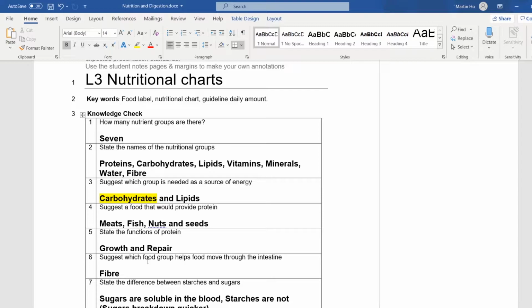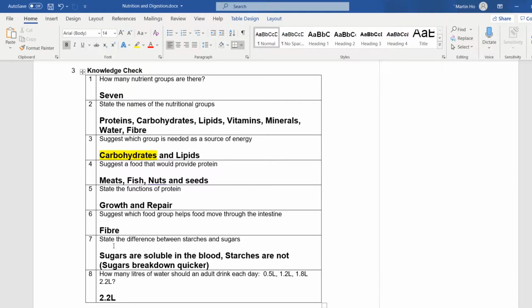6. Suggest which food group helps food move through the intestine. This is fiber. Fiber is a nutrient that comes from vegetables and fruits, and it helps our digestive tract move along. 7. State the difference between starches and sugars. Both are carbohydrate groups. However, sugars are soluble in the blood, while starches are not. This allows sugars to be broken down much quicker during digestion than starches.